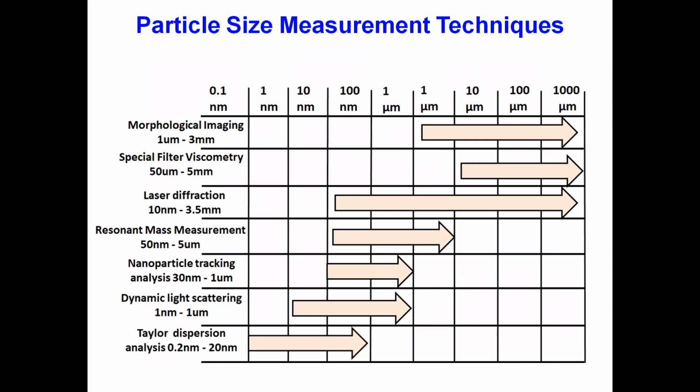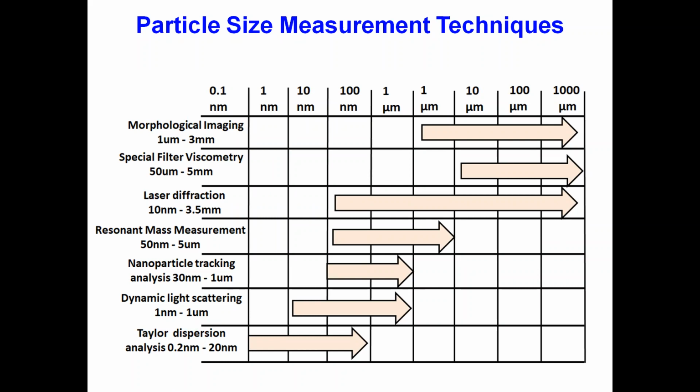Particle size measurement techniques means what is the potential of these techniques, what is the least count and what is the range of these techniques. You can start from morphological imaging system. This technique is able to measure from 1 micron to 3 mm. Second one is spatial filter velocimetry. The range of this technique is 50 micron to 5 millimeter.